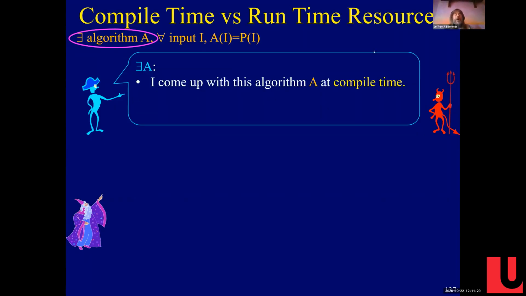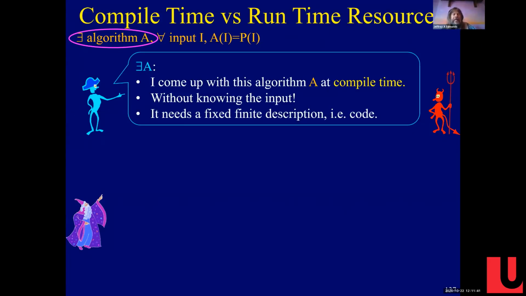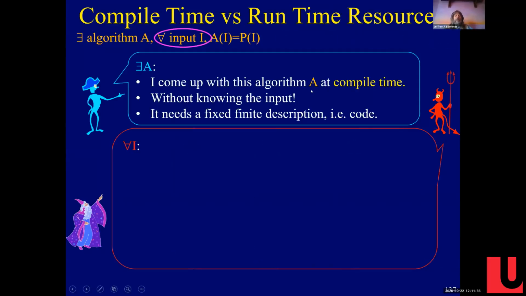All right, so I come up with this algorithm at compile time, and I have to do it without knowing the input. Nobody's given me the input yet, and I need to fix what the algorithm is. What's key is that there's going to be a finite description. Code is a finite description. I describe my algorithm A with a finite string. And then after the algorithm is fixed, the adversary gets to choose the input.